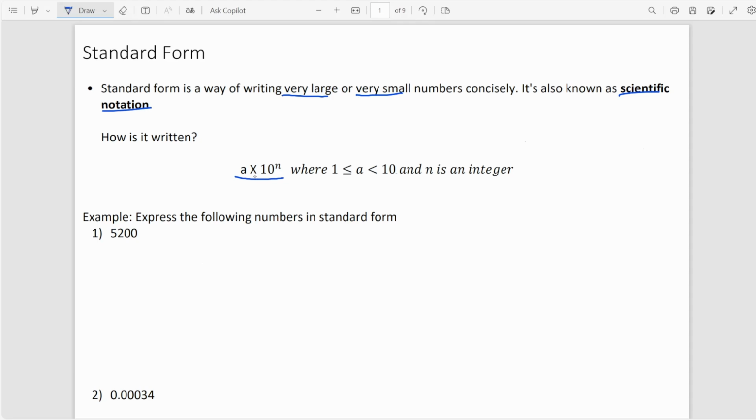It's a multiplied by 10 to the power of n, where a is between 1 and 10, but as you can see, there is an equal here, so it can be exactly 1, and there is no equal over here, so it's always less than 10, okay? It can never be 10. And n is an integer, okay, which is the power of 10. Now, as you know, integers are positive and negative whole numbers along with the 0, so -2, -1, 0, 1, 2, and so on from both sides, okay?